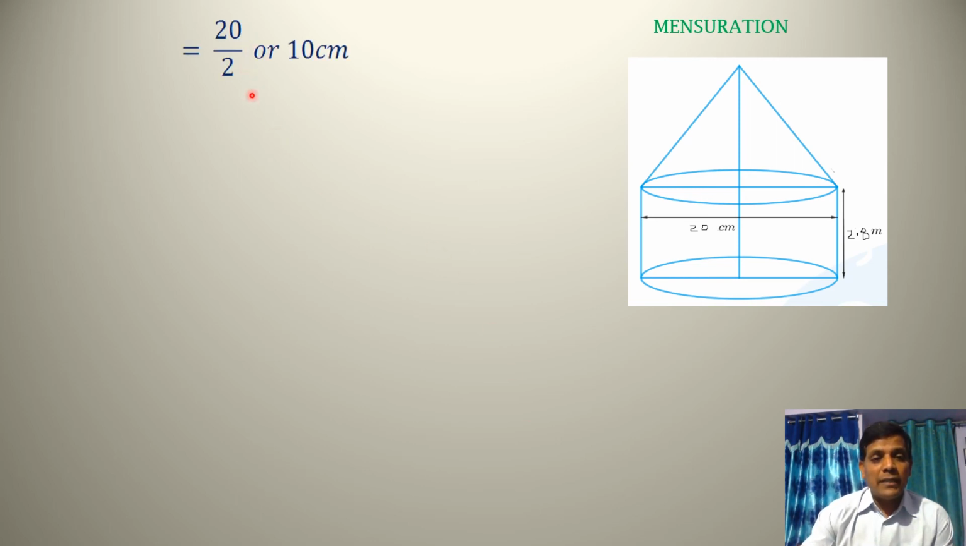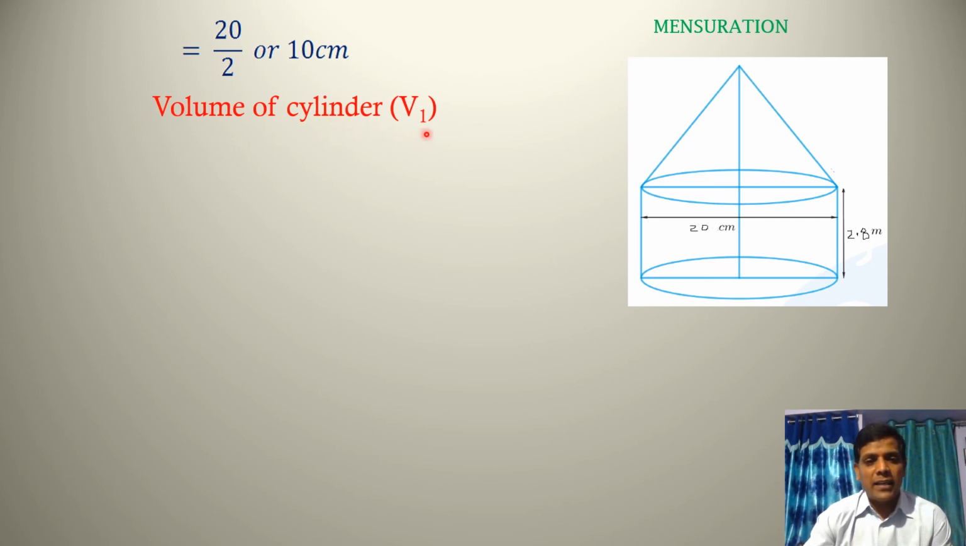20 by 2. Diameter by 2 means 20 by 2, or 10 centimeters. Next one, volume of cylinder. The formula for the volume of a cylinder, V1, is equal to pi r square h. So what is the value of pi? 22 by 7, r square and h. Otherwise, I have to apply its method also.